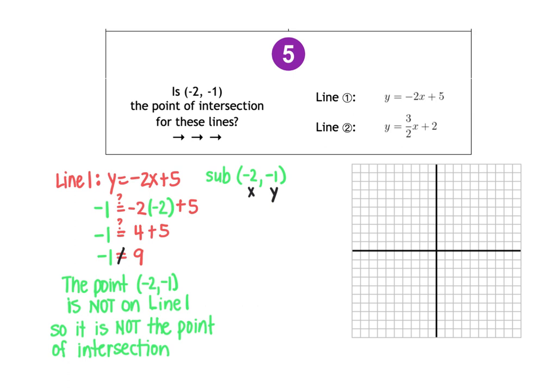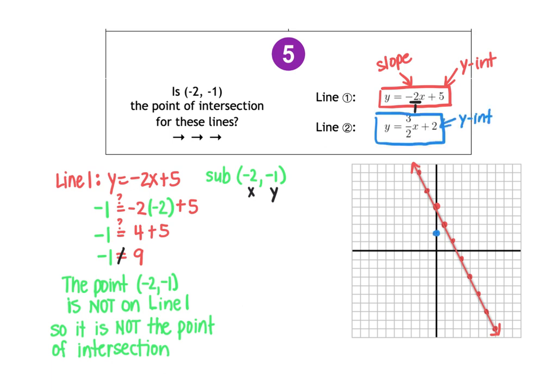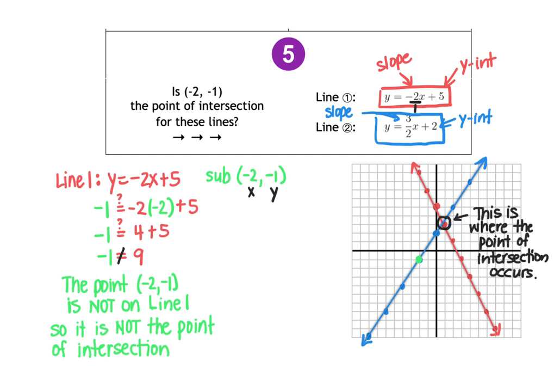We can double check this on a graph by plotting both lines. We can start with line 1 starting at 5 for the y-intercept and then counting down 2 over 1 repeatedly. And then beginning with the second line, we'll plot at +2 for our y-intercept and then count up 3 over 2. We can see that the point -2, -1 is on the second line, but since it's not also on the first line, it is not the point of intersection. We can see that the point of intersection occurs somewhere else on this graph.